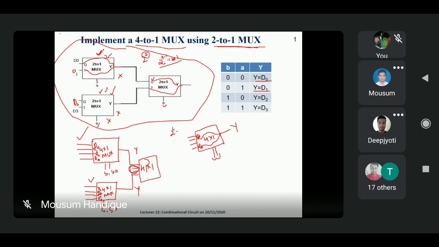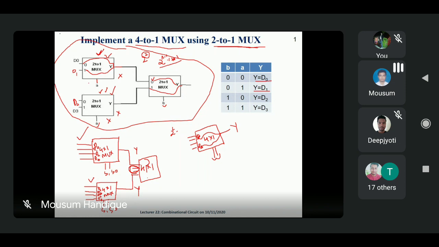Sir, we can use 2 into 1 MUX and 4 into 1 MUX. Tell me how. Okay. Sir, we can use 2 into 1 MUX and 1 4 into 1 MUX. Then it will be 8, D0 to D7, and it will give 4 inputs. Yes, that is also correct. Good. That means easily we can construct.